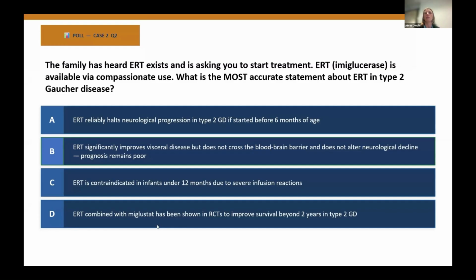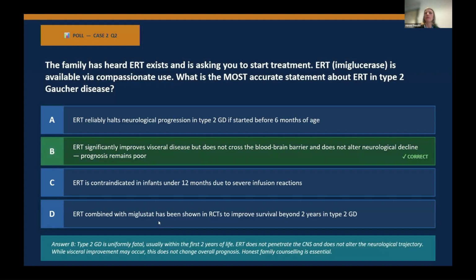What's the most accurate statement from the ones below about ERT in type 2 Gaucher disease? A, ERT reliably halts neurological progression in type 2 if started before 6 months of age. B, ERT significantly improves visceral disease, but does not cross the blood-brain barrier and does not alter neurological decline, so the prognosis remains poor. C, ERT is contraindicated in infants under 12 months due to severe infusion reactions. D, ERT combined with miglustat has been shown in randomized controlled trials to improve survival beyond 2 years in type 2 Gaucher disease. What do you think on this question? Yeah, so B is the answer that we're looking for.